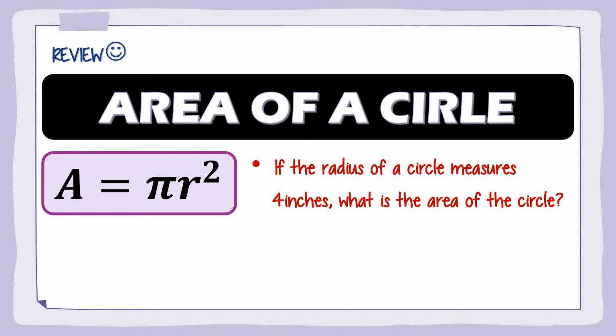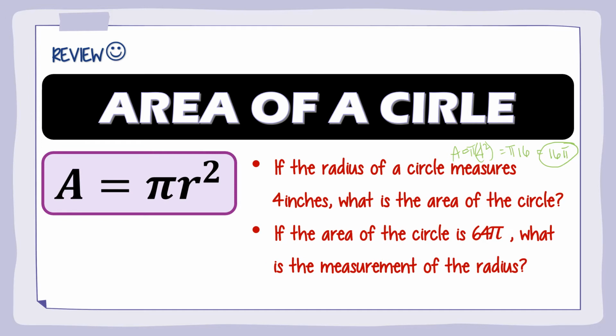Okay, we simply substitute for r. So we have area is equal to pi r squared. 4 squared is equal to 16. So we have 16 pi. The area is 16 pi unit squared.